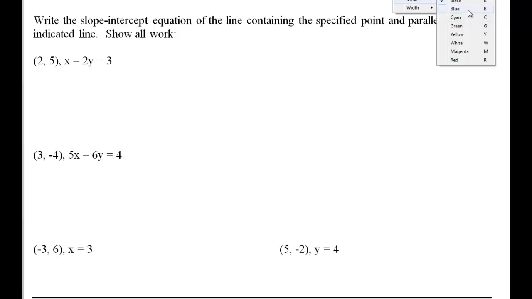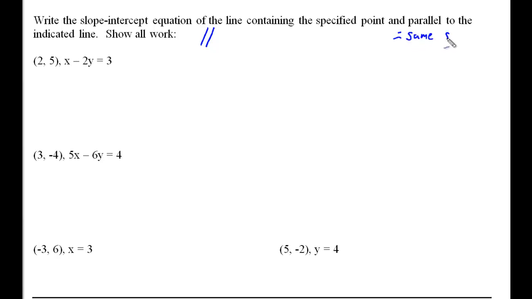Well, what I'm trying to do, as explained in class, is find a line parallel to this indicated line. Now, parallel is relative to slope. Two lines that are parallel will never intersect each other, and therefore the slopes are the same. So parallel means same slope. So the m value of one equation equals the m value of the other equation.